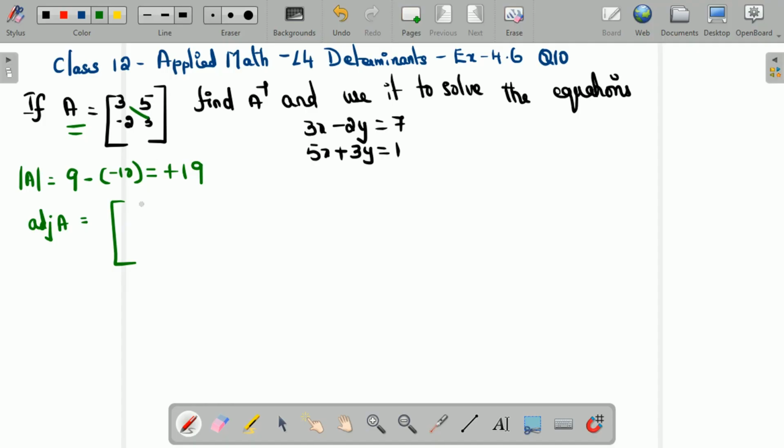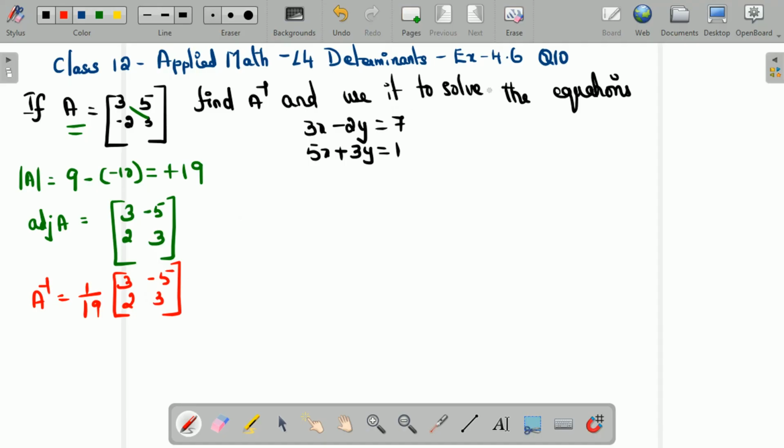If you swap these positions, it's still going to be 3 and 3 here. Let's change the sign here, so it is minus 5 and plus 2. So A inverse for this matrix is going to be equal to 1 by 19 into this adjoint matrix, which is 3, minus 5, 2 and 3.